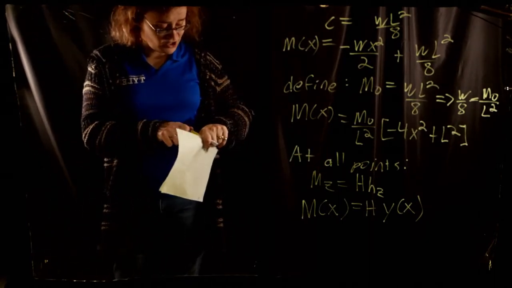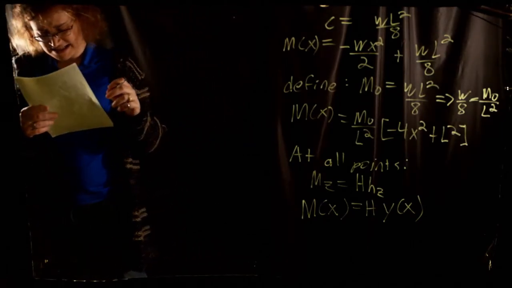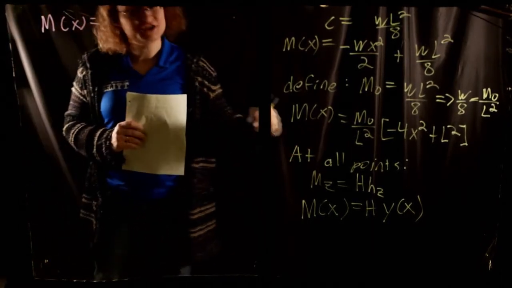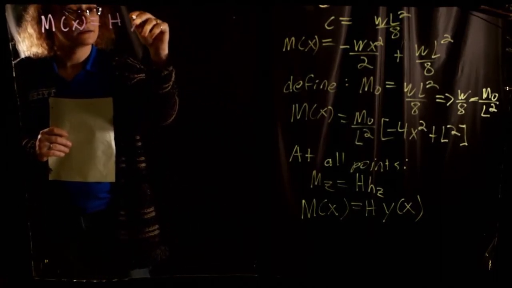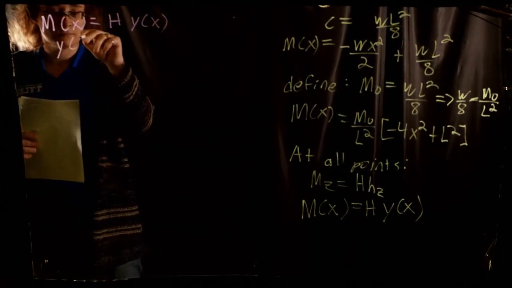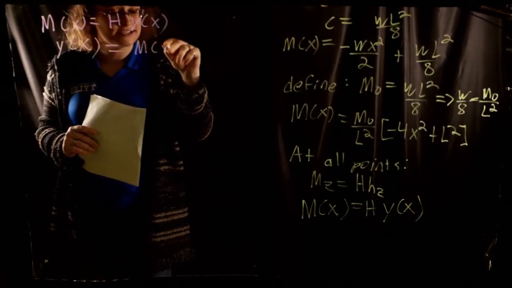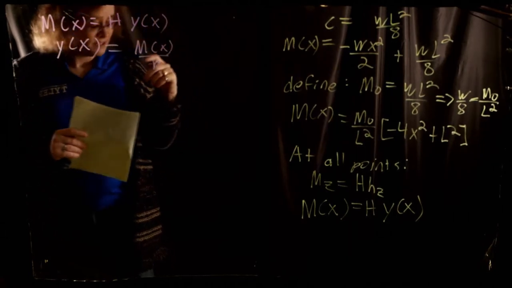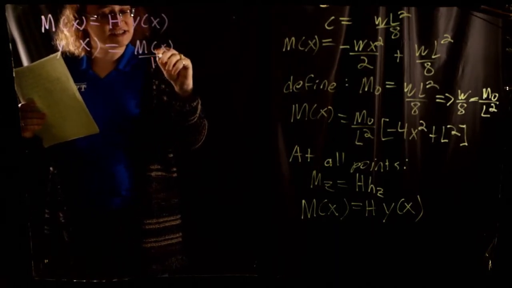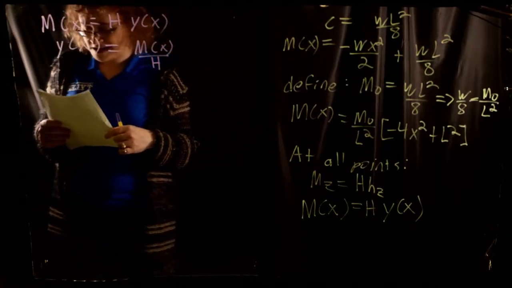Or another way of writing that equation is, again knowing that m as a function of x is equal to h times y as a function of x, I know that y of x, which is what we're actually looking for in this problem, equals m of x over h. And again, capital H, sorry about that. We do have two h's in this. Capital H is the thrust in our arch, and a single lowercase h will be the maximum height of the arch.